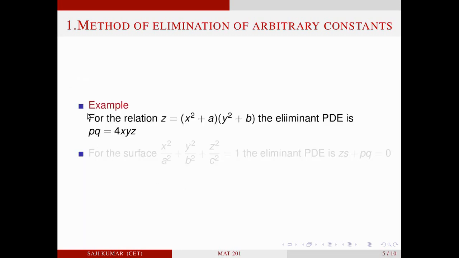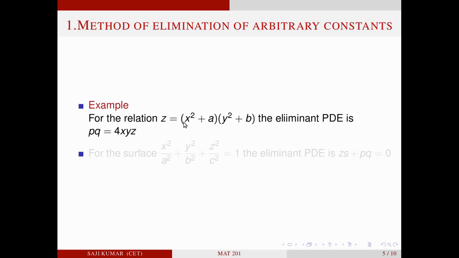For example, if we consider the relation z is equal to (x² plus a) into (y² plus b), the eliminant PDE is pq is equal to 4xyz. See, we have already seen the surface z is equal to (x² plus a) into (y² plus b). As a and b are changing, we get different surfaces, and all those surfaces can be represented by a single partial differential equation, pq is equal to 4xyz. And what is the order of this differential equation? See, this is a first order differential equation, because the highest order derivative is the first derivative, either p or q.